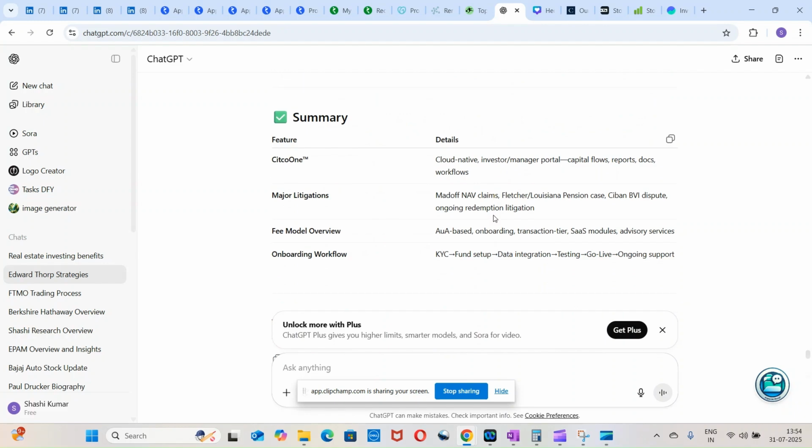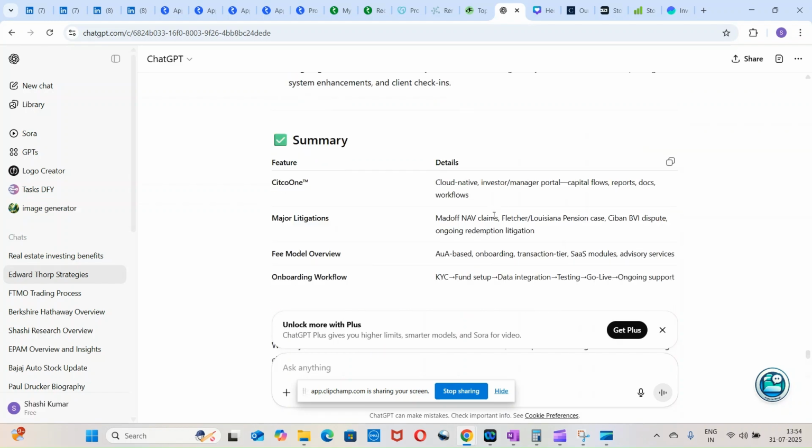Summary: CITCO One is a cloud native investor manager portal which offers capital flows, reporting, docs, and workflows. Major litigations are the Madoff related NAV claims litigation. A few other litigations were also there, but they were dismissed. The fee model is assets under administration based. There are onboarding fees, transaction tier fees, SaaS module fees, and advisory services fees. The onboarding workflow is first a proposal estimate, then KYC, then fund setup, then data integration, then data migration, then testing, go live, and ongoing support.